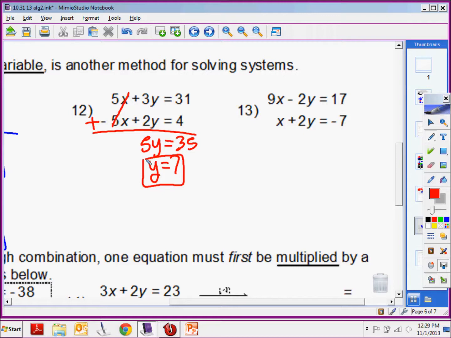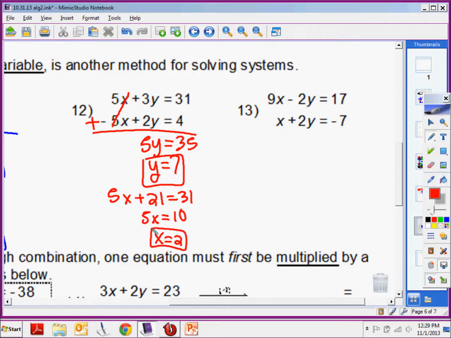Now I know what y is, so I can go back and plug it in to either one. It doesn't matter which one I plug it into. So if I use the top one, 5 times x plus 2 times 7 equals 31, I'm going to get 5x equals 10. So x has to be 2.